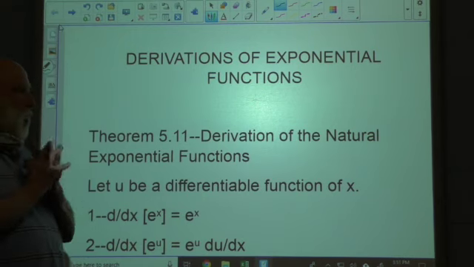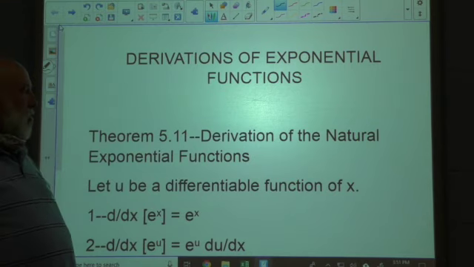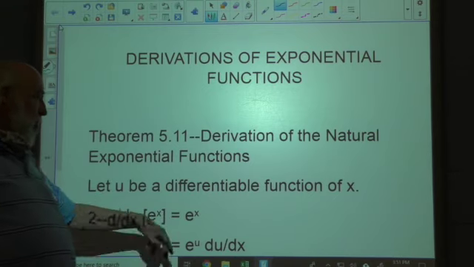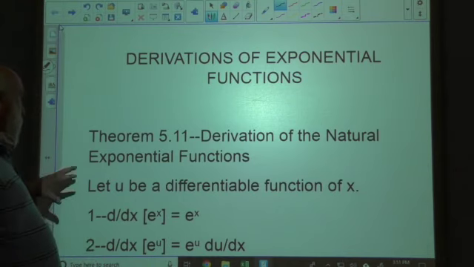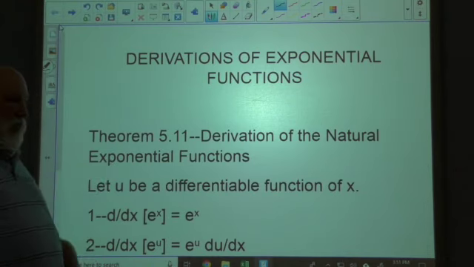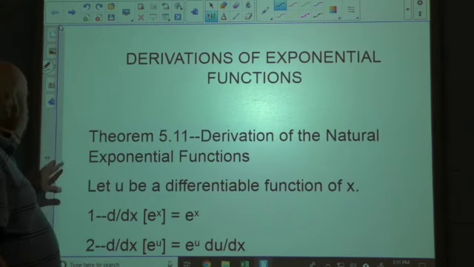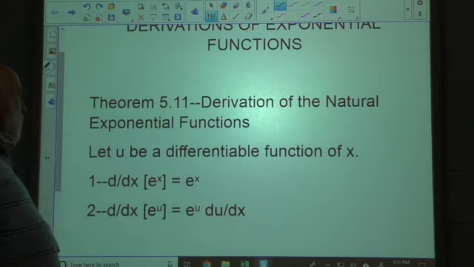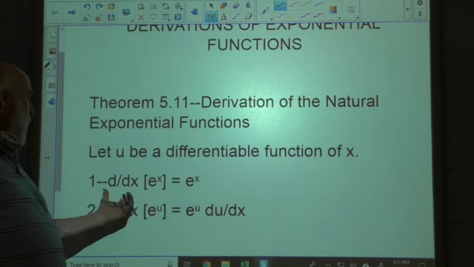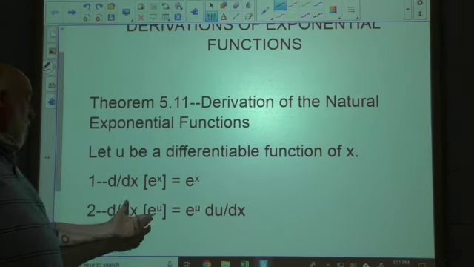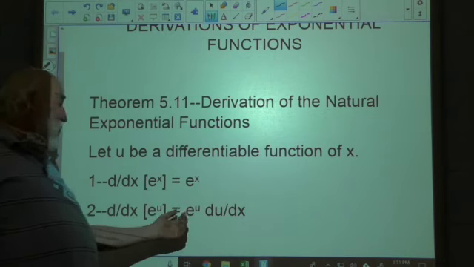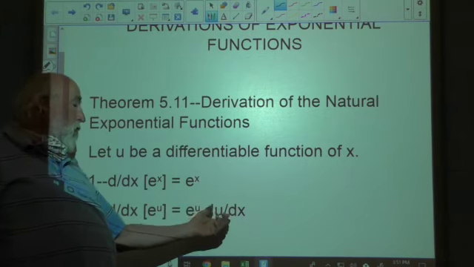Right, so our next topic in this new chapter is derivatives of exponential functions. More specifically, we're looking at the natural number that we talked about before, Euler's number, about 2.71, 2.72. And there's Theorem 5.11, which we're going to use heavily in this section. It deals with the fact that the derivative of e to the x is e to the x, but the derivative of e to the u is e to the u times the derivative of u with respect to x.